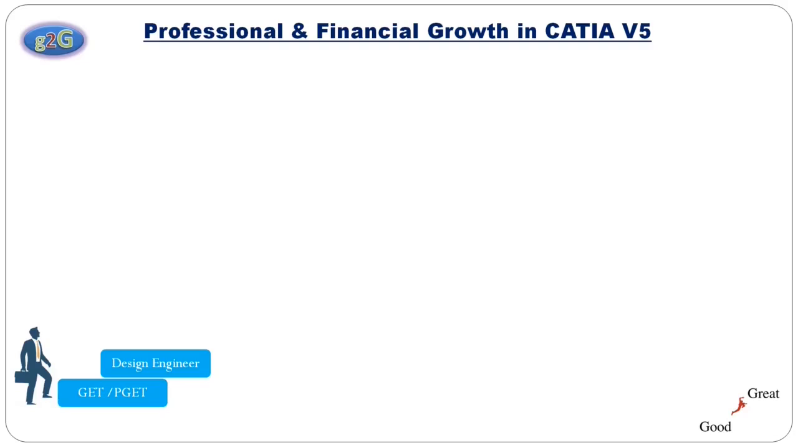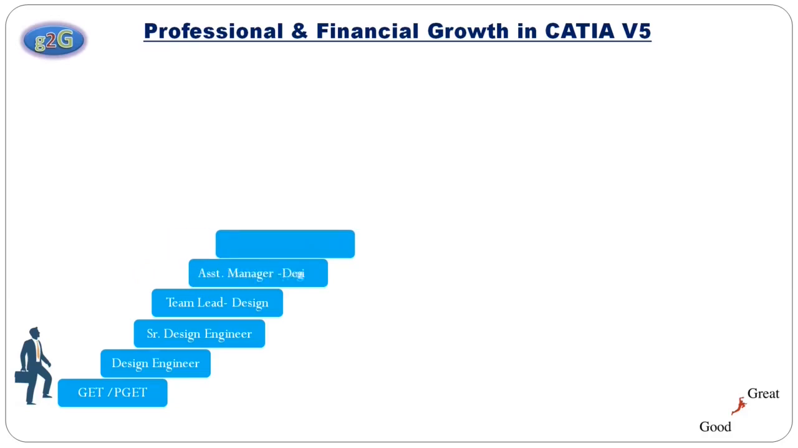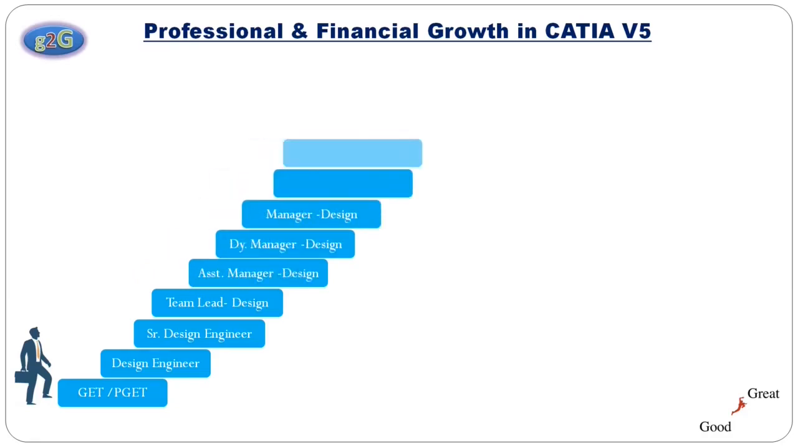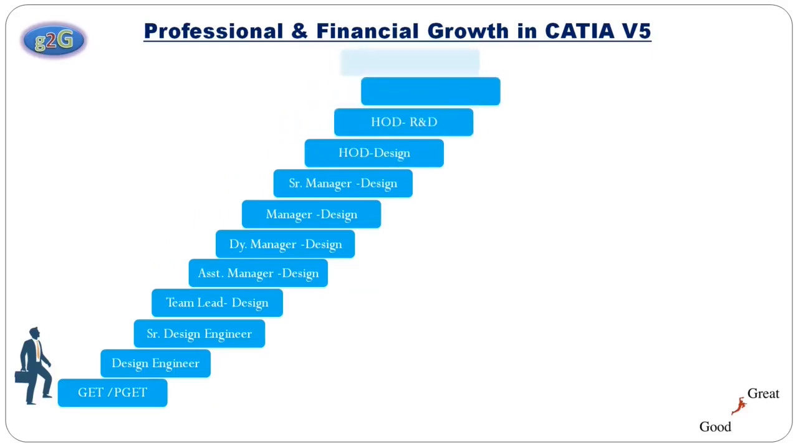Now, generally companies do hire freshers for the position of GET or PGET design. GET stands for Graduate Engineer Training. PGET stands for Postgraduate Engineer Training. Some companies also prefer hiring freshers for the position of design engineer. And from there, your journey begins. The next level can be the position of senior design engineer. Now this all depends on your performance, your contribution, your attitude, your leadership quality, and a few other qualities expected by the organization. You will be promoted to the next level.